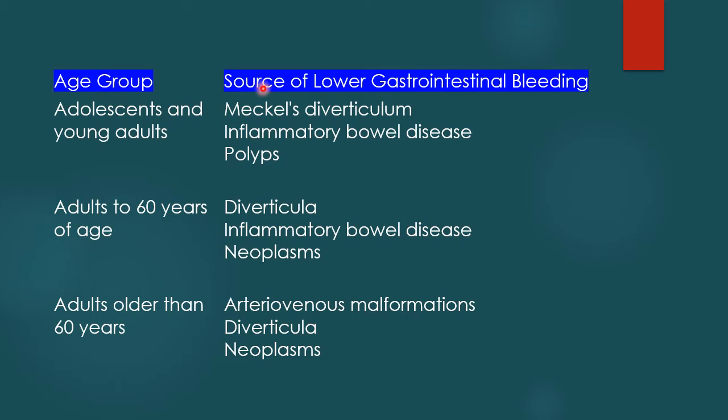Incidence by age group is another important source in making a diagnosis. In adolescents and young adults, you have Meckel's diverticulum, inflammatory bowel disease, and polyps as the common causes in that age group. In adults up to 60 years of age, the common causes include diverticulosis of the colon, inflammatory bowel disease, and neoplasms. Whereas in adults over the age of 60, the common causes are arteriovenous malformations such as angiodysplasia, colonic diverticula, and carcinoma of the colon.